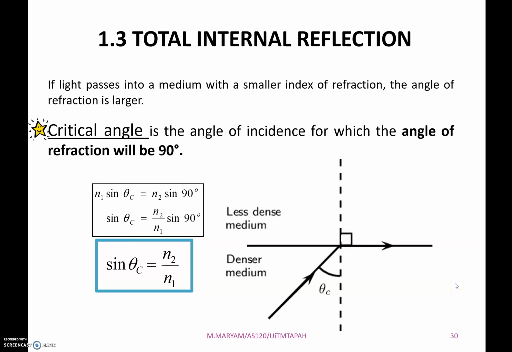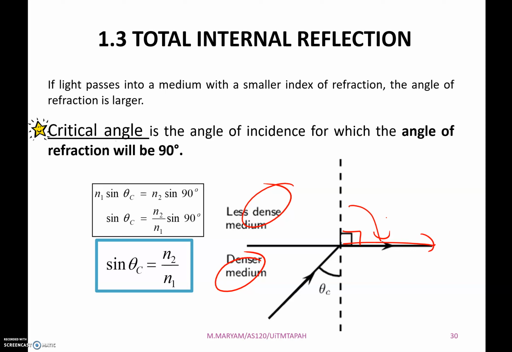Alright, let's go to the third topic, which is total internal reflection. Before we go into total internal reflection, let me explain first what critical angle is. Critical angle usually happens when the light passes through a denser medium to a less dense medium. This would cause the refracted ray to be at 90 degrees from the normal.